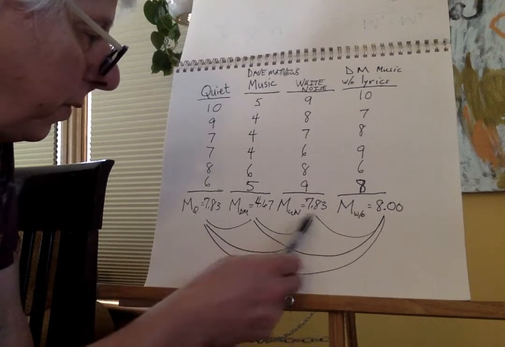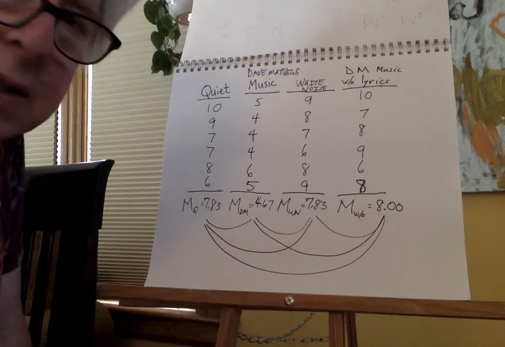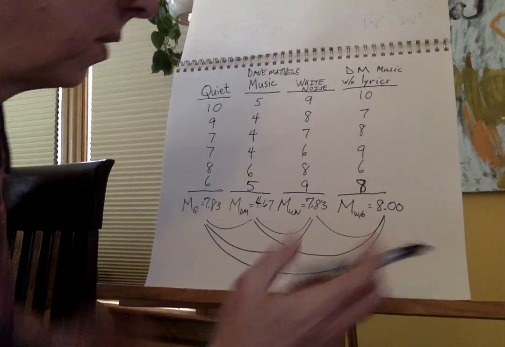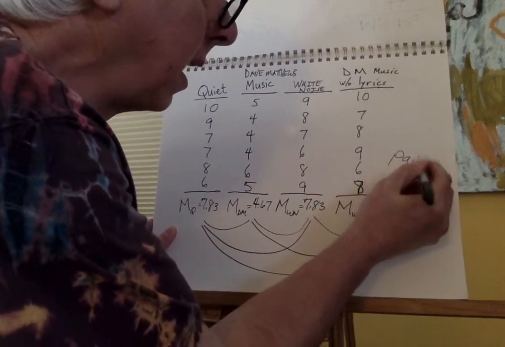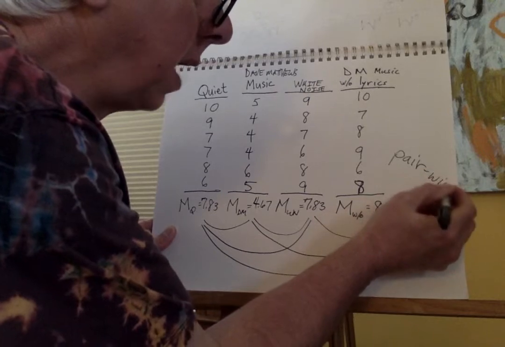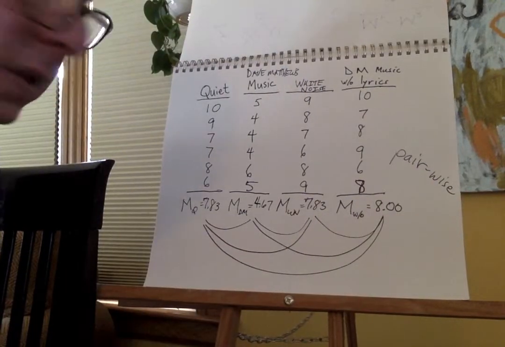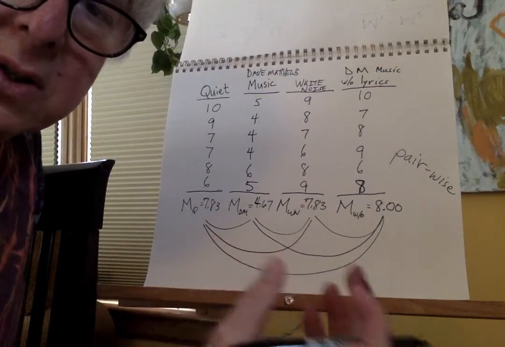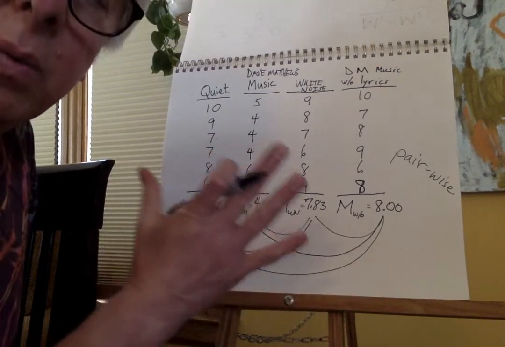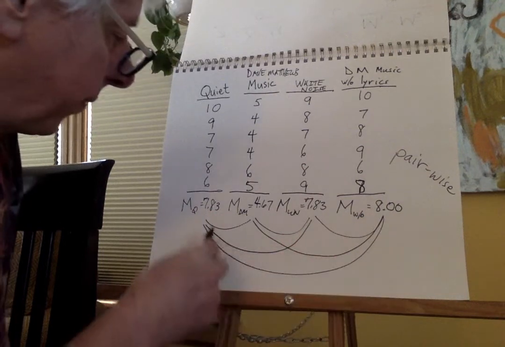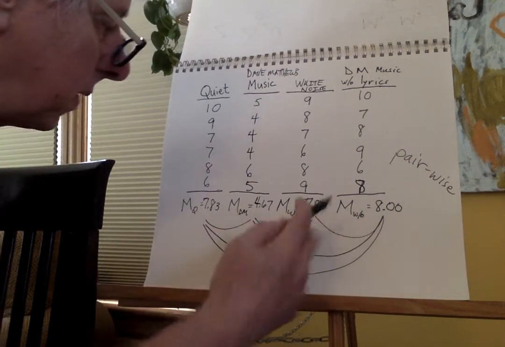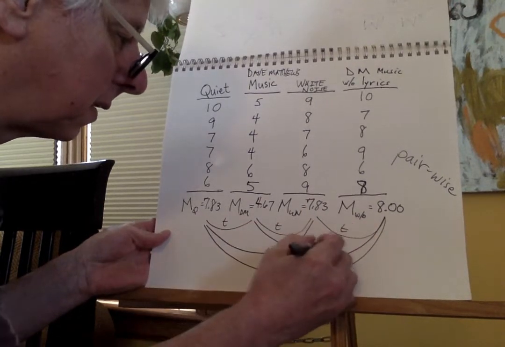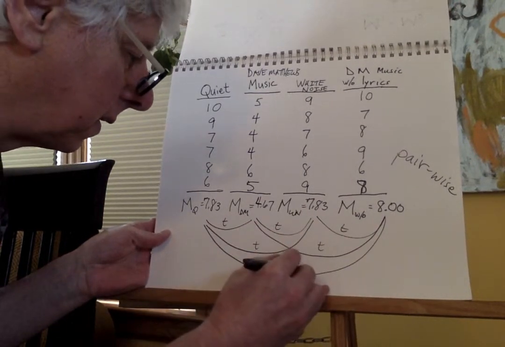So we have 1, 2, 3, 4, 5, 6 what's called pairwise comparisons. Pairwise, P-A-I-R-W-I-S-E, pairwise, right? These are all the possible comparisons of two groups that we can do when we have 4 treatment conditions. So I can do a t-test here, a t-test here, a t-test here, a t-test here, a t-test here, a t-test here.